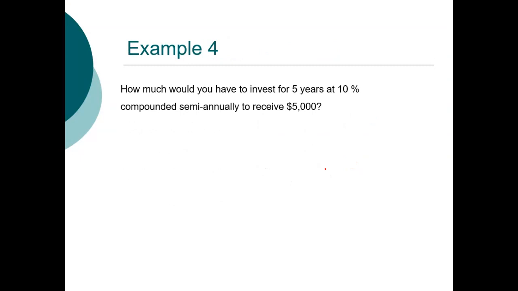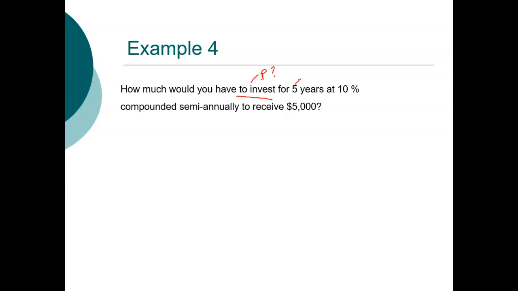It's just explaining to you where that formula comes from. So let's look at an example. How much would you have to invest for 5 years at 10% compounded semi-annually to receive $5,000? The tricky part when we see these questions is to figure out what we are being asked. It's saying, how much would you have to invest? Whether it's borrowing or investing, that's our principal amount. So they're asking us to find P.